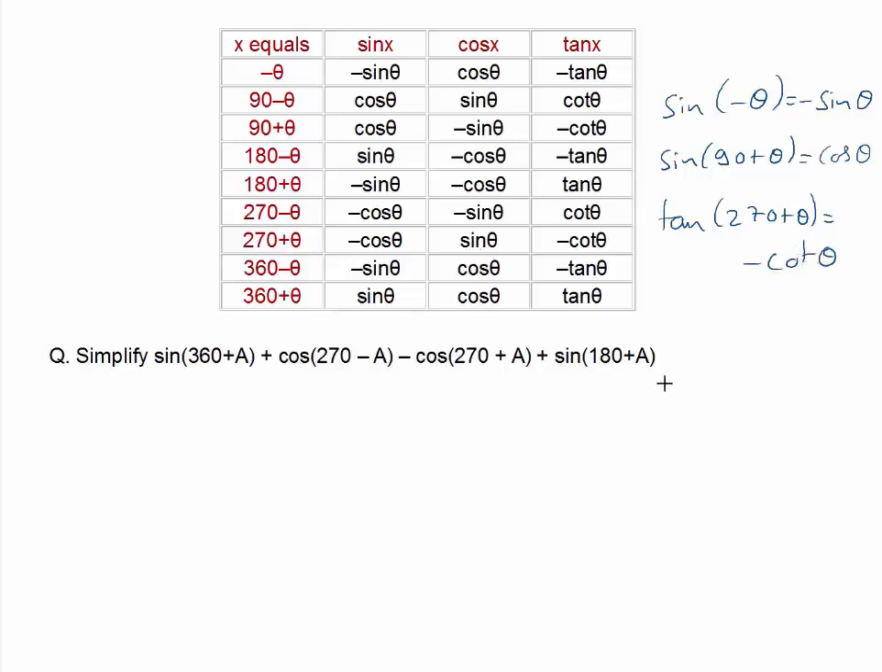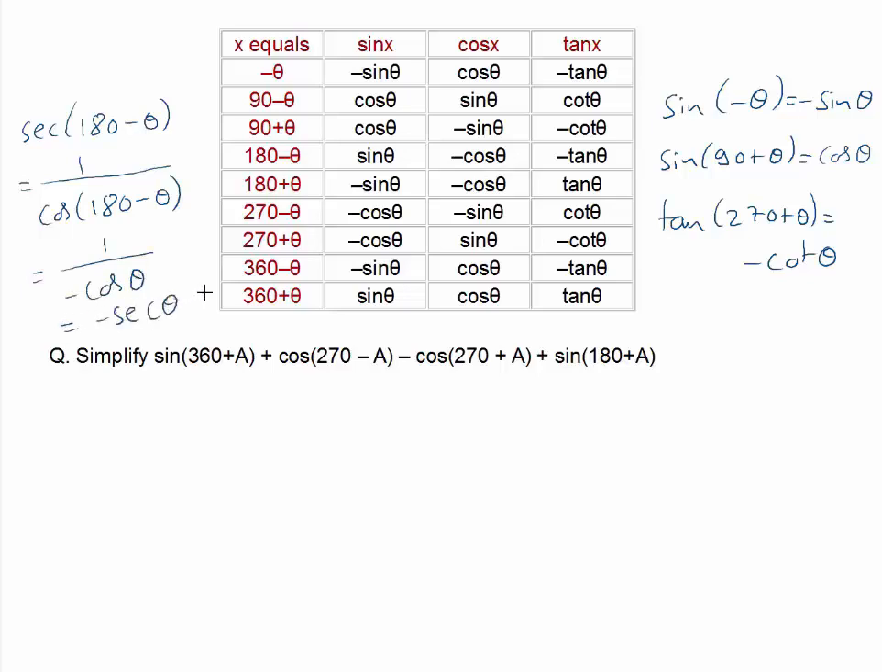Now what about cosec, sec and cot? So let's say we need to find sec of 180 minus theta. So we will write this as 1 by cos of 180 minus theta. So that would be equals to 1 by cos of 180 minus theta is minus cos theta. So this would be minus cos theta. So this would be equals to minus sec theta. So essentially for sec theta, the same rules will apply and so on.